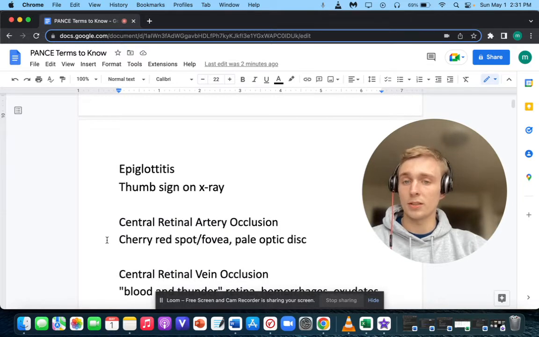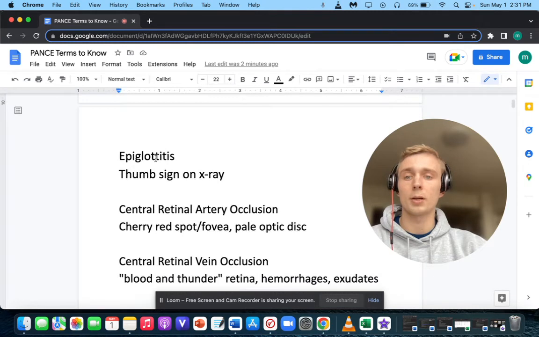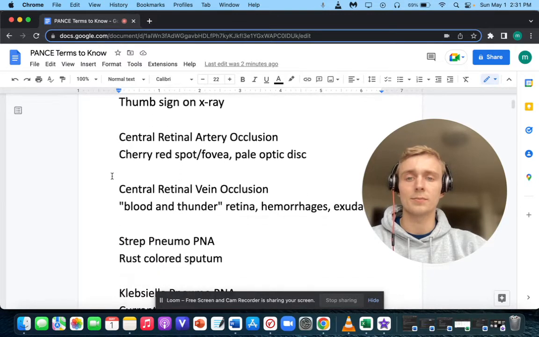What's the thumbprint on X-ray? Thumbprint on X-ray is epiglottitis. So that's that lateral X-ray, thumbprint on X-ray, epiglottitis. And the most common cause of epiglottitis is HIB, Haemophilus influenzae B. And now since the vaccines came out, it's streptococcus now. So thumb sign on X-ray, you want to think epiglottitis.